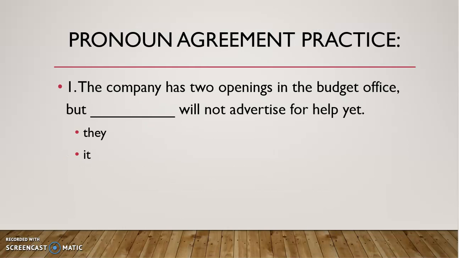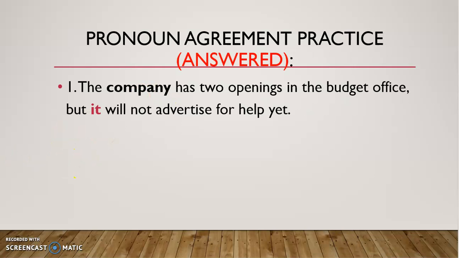Let's practice. The company has 2 openings in the budget office, but blank will not advertise for help yet. So we have the antecedent as company. Let's see what the pronoun is. It's going to be it, because company is singular.